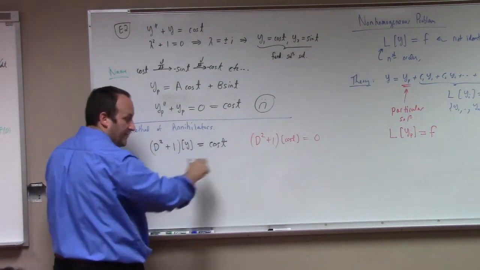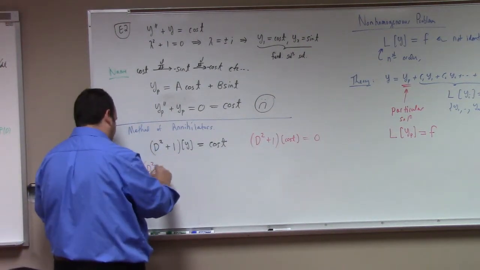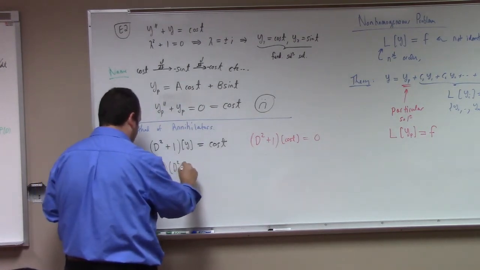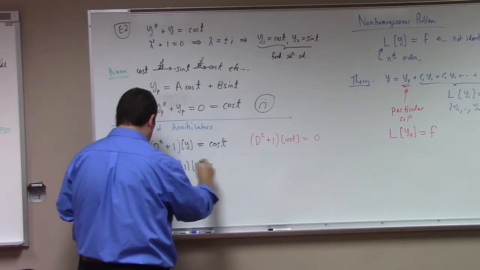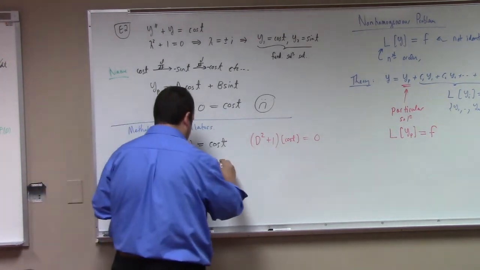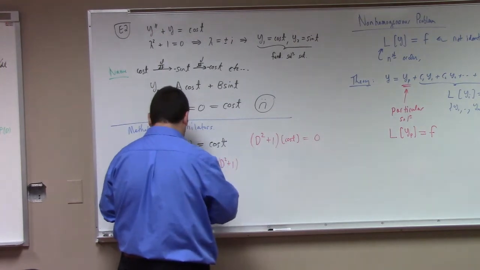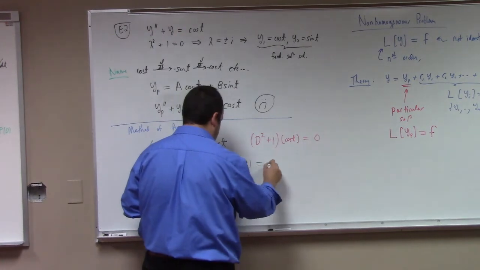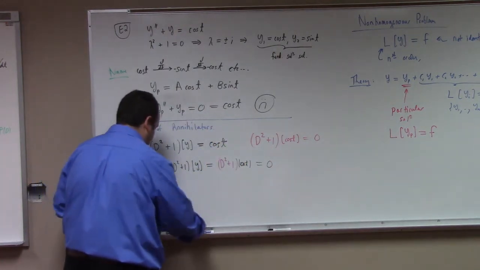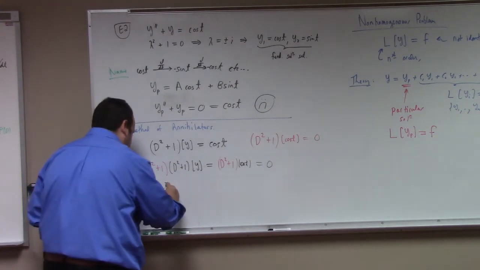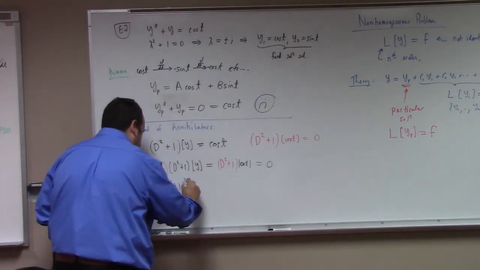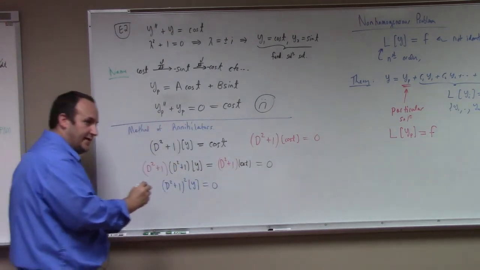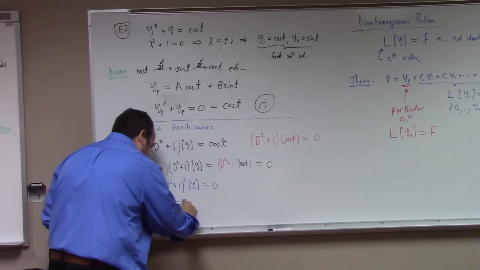And I operate by d squared plus 1. Yeah? What happens to d squared plus 1 on cosine t? Well, this is 0. And all of a sudden, what do I got? I've got d squared plus 1 squared acting on y equals 0, right? But what's that? That is lambda equals plus or minus i, twice.